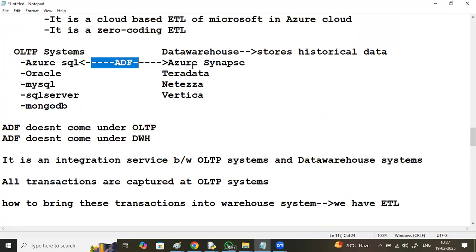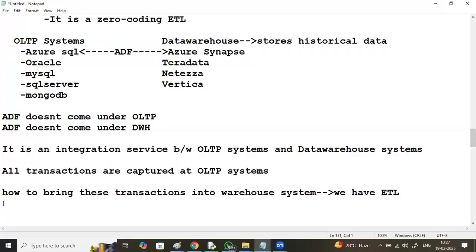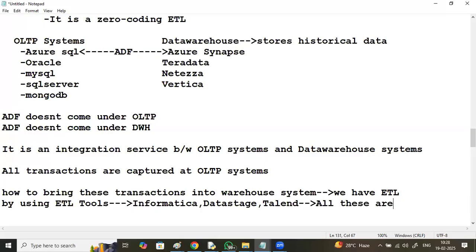How to bring them? We have ETL, by using ETL tools like Informatica, DataStage, Talend. But all of these are on-premise ETL tools.